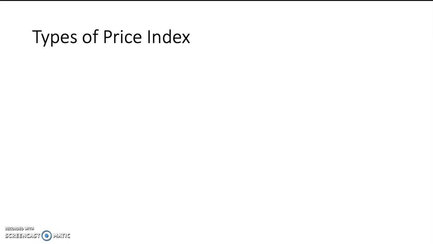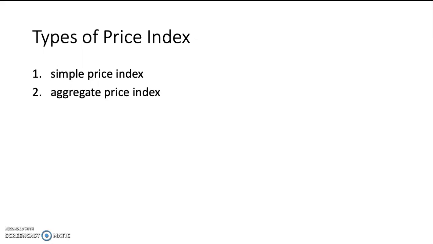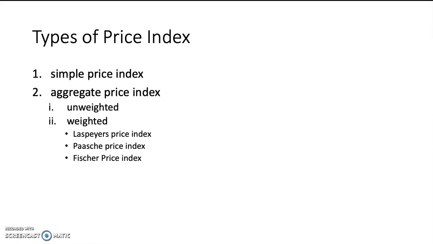Let us now focus on the types of price index and the formula to calculate it. We categorize price index as simple price index and aggregate price index. For aggregate price index, we classify into unweighted and weighted. For weighted price index, there are two well-known formulas: the Laspeyres price index and the Paasche price index. However, there's another one called the Fisher price index. We will only focus on the first two, the Laspeyres and the Paasche index.